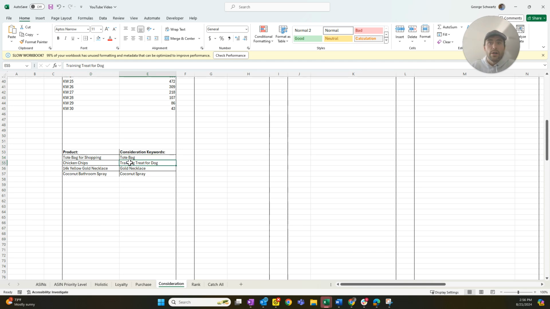Chicken chips for dogs turns into training treat for dogs, right? So think about, you're just growing the market slightly. Now a chicken chip for dogs 100% can be used for training treats for dogs, so that's a good next step. And then after that, you'd go into the broader even than that, which would be dog treats, and you want to kind of slowly work your way up.